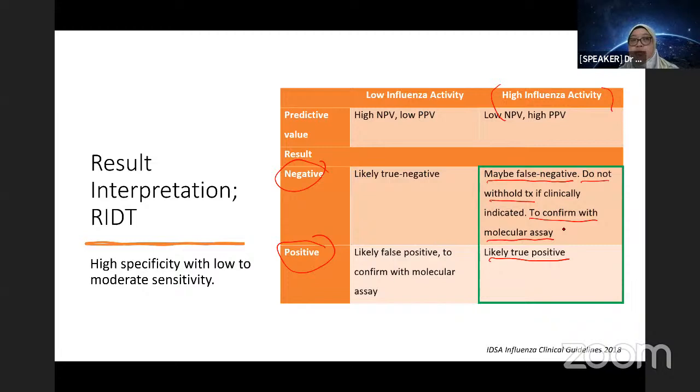So if you do a rapid antigen test and it turns out negative, but you strongly suspect that the patient has influenza, please opt to send a sample to proceed with molecular assay.